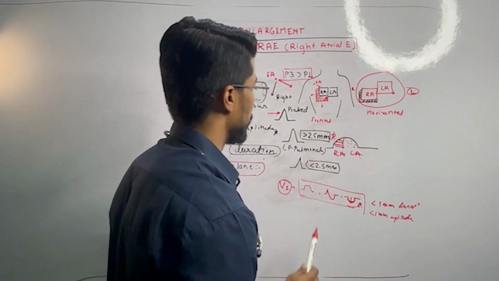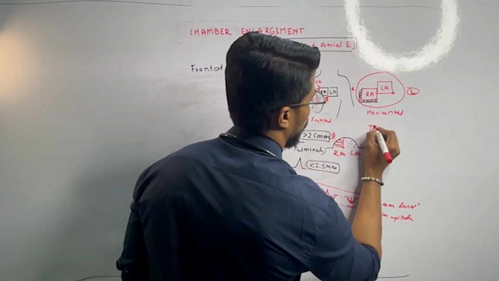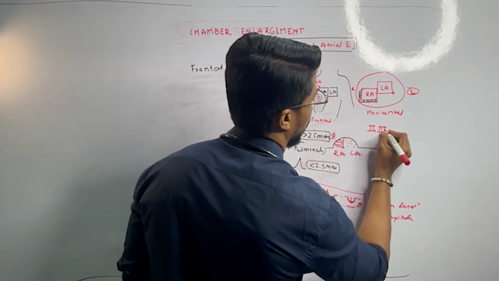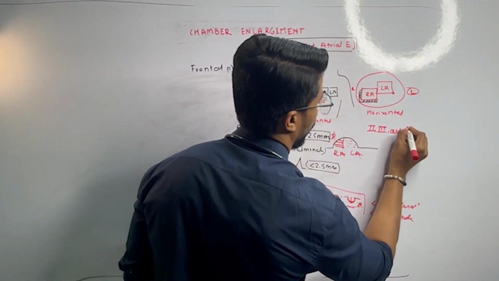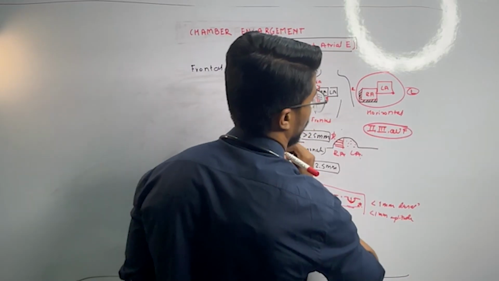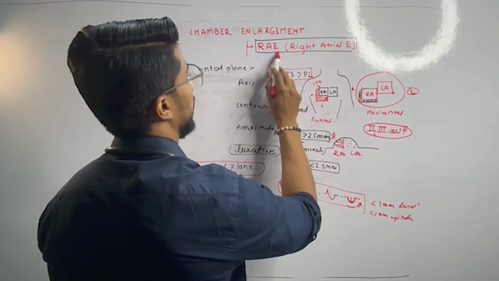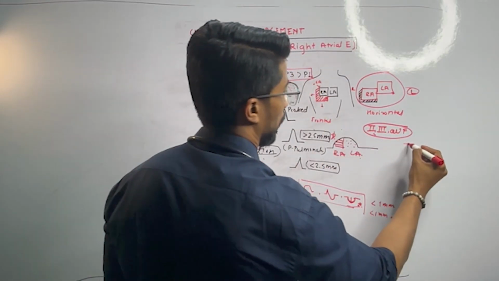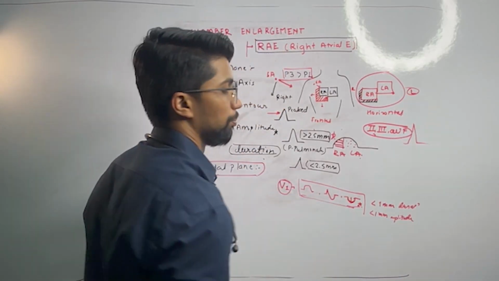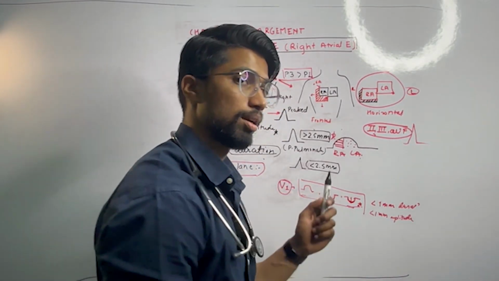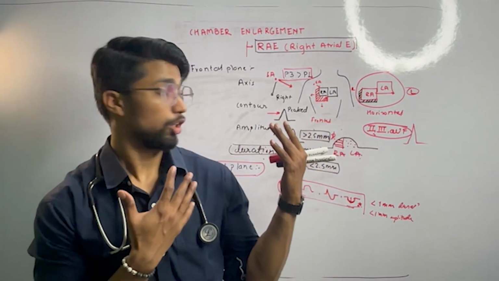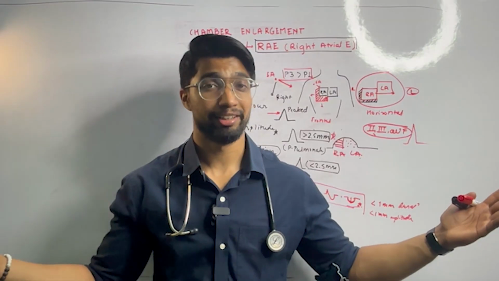So what you need to remember is leads 2, 3, and aVF are the best leads to know if there's right atrial enlargement because they will have tall P, peaked P, P pulmonale. I know this looks a lot messy, but that's all about right atrial enlargement.